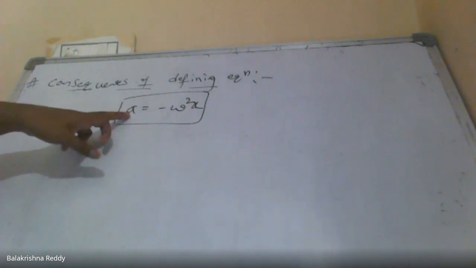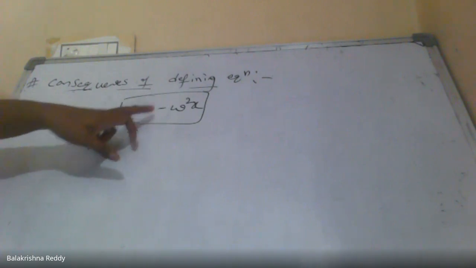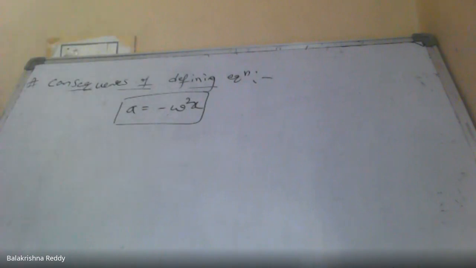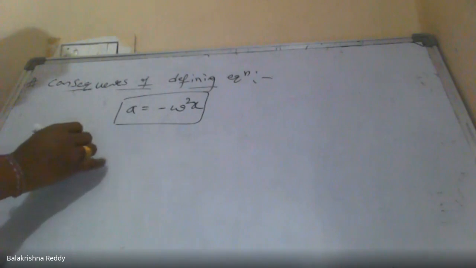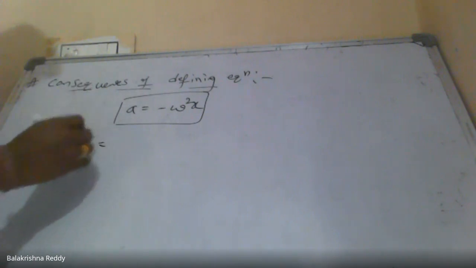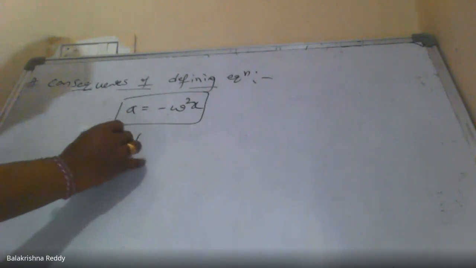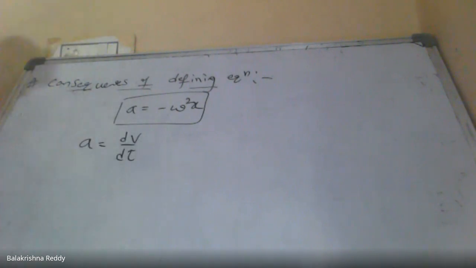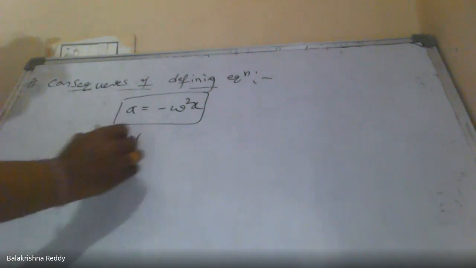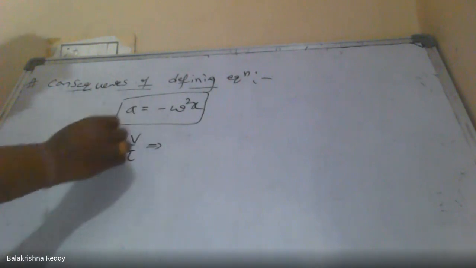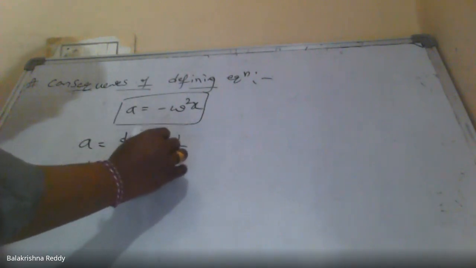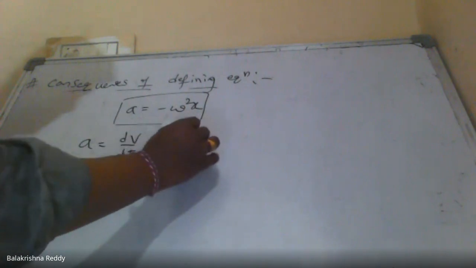Here, a is the acceleration of a simple harmonic body, which is directly proportional to the negative displacement, where omega is the angular velocity usually. We know that acceleration means change in the velocity with respect to time. This we know, right? So further I can write, velocity: change in the displacement with respect to time gives us a velocity.